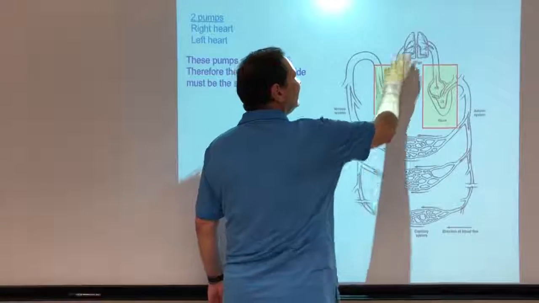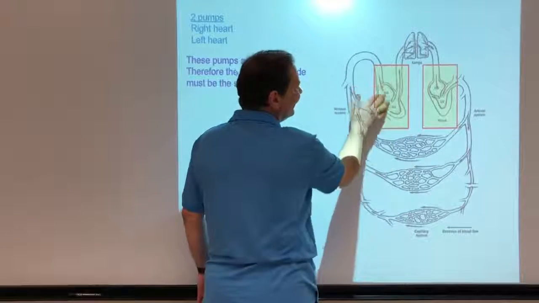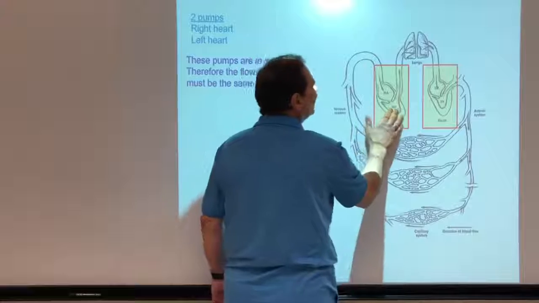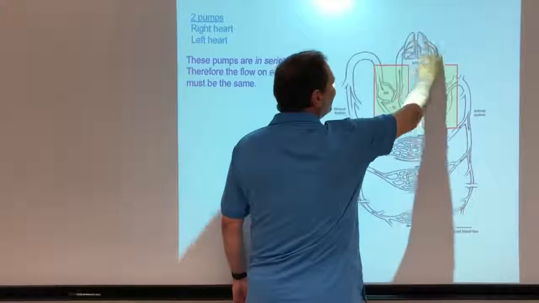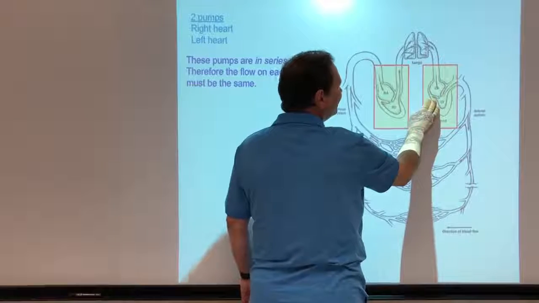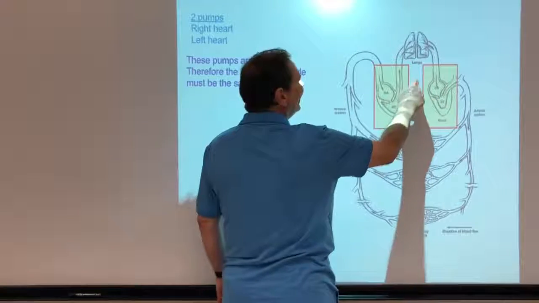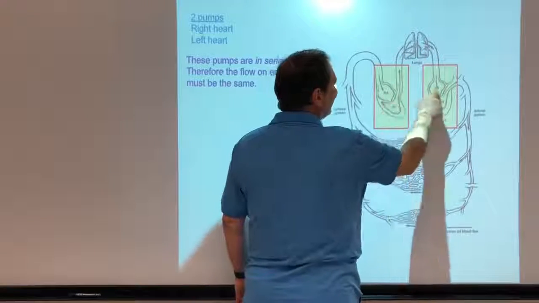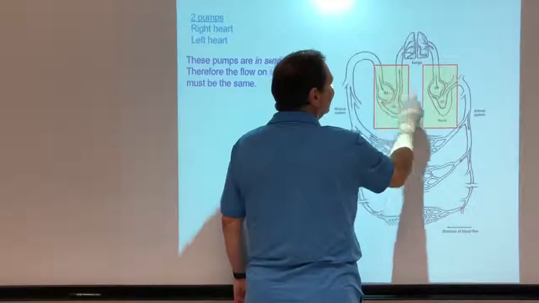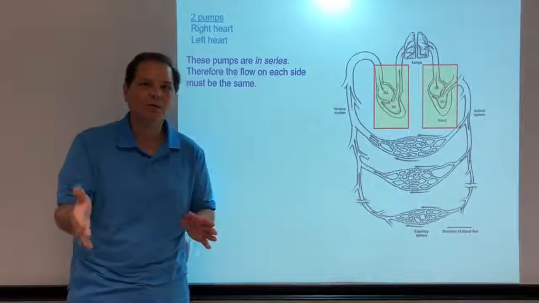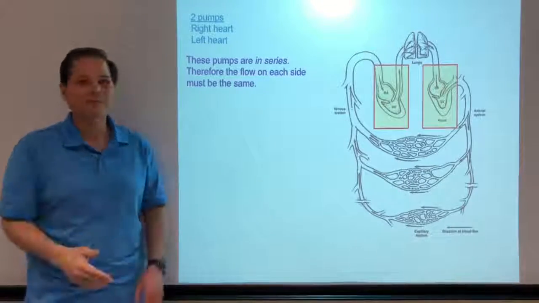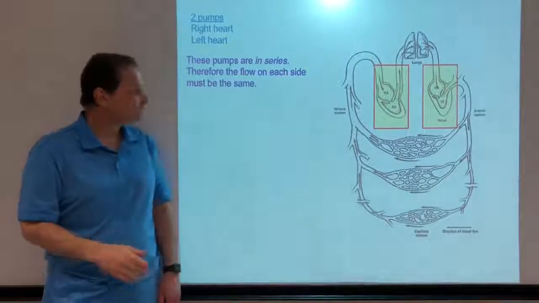So the right heart is in series with the lungs because the output here, normally 5 liters per minute, all goes into the lungs, and then all of that output leaves the lungs and enters the left ventricle. So we say that the lungs are in series with the right and left ventricle, and the left ventricle is in series with the right ventricle. All of them in a row, each receiving all the flow from the previous one. Okay?